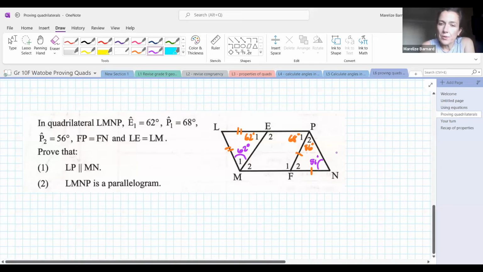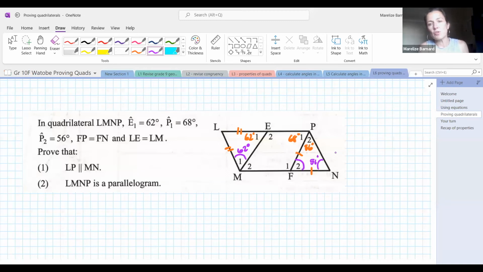Okay, so not much else to do besides maybe finding F2. F2 we can find using the interior angles of a triangle. So 180 minus 56 minus 56 is 68. Okay, and if that is 68, then I can do angles on a straight line again to find 112. Okay, and I can maybe also find this angle using 180 minus 62 minus 62, and that is 56.